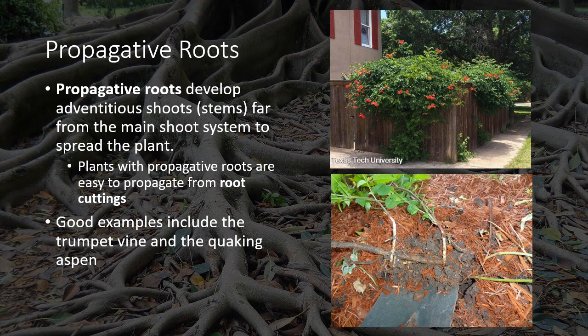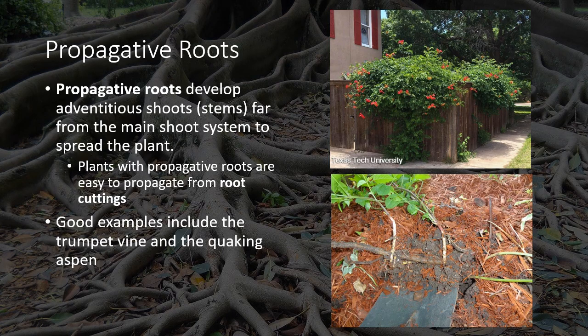This can be kind of a blessing and a curse. In a landscape, plants that do this tend to be viewed as weedy because they can pop up far away from where they're wanted. But it also makes them really easy to propagate. So if you want to propagate something like a trumpet vine or a quaking aspen, all you have to do is dig up some roots. I think it's best for them to be at least the thickness of a pencil and at least the length of a pencil.